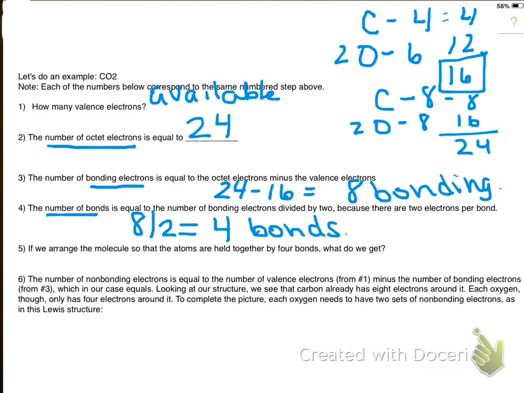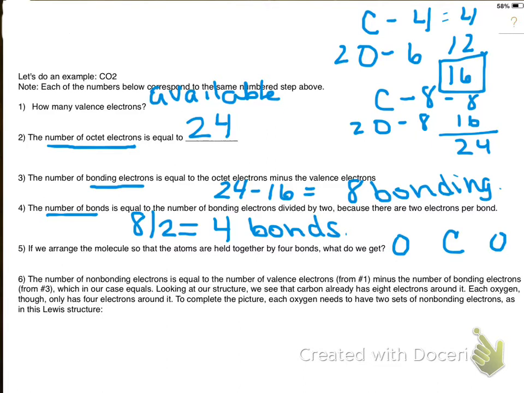All right? Now, how are we going to draw that? We're going to put carbon in the middle. Whichever element is listed first is typically our middle element, unless it's hydrogen, and then hydrogen can never be in the middle. Okay, so we're going to draw carbon, then we're going to draw our 2 oxygen, one on either side.